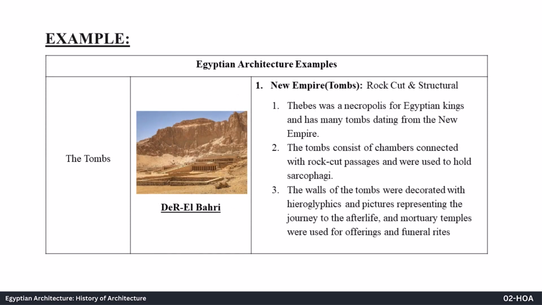Third is New Empire. In this time, tombs are rock-cut and structural. Examples are Deir el-Bahri. Thebes was a necropolis for Egyptian kings and has many tombs dating from the New Empire. The tombs consist of chambers connected with rock-cut passages and were used to hold sarcophagi. The walls of the tombs were decorated with hieroglyphics and pictures representing the journey to the afterlife, and mortuary temples were used for offerings and funeral rites.